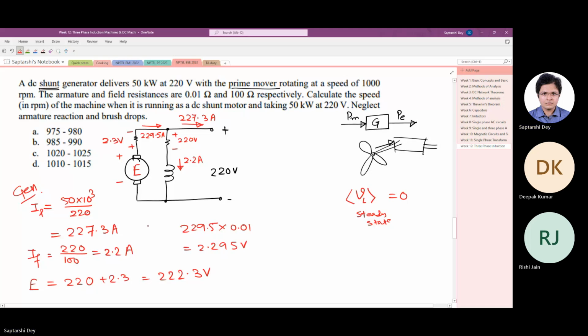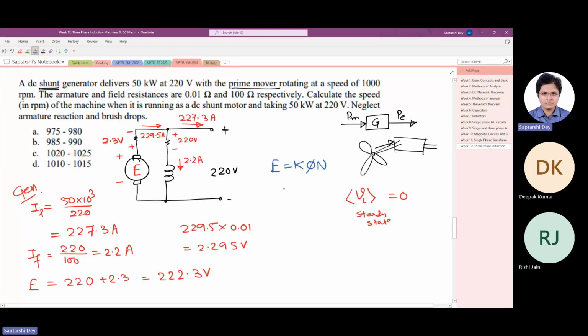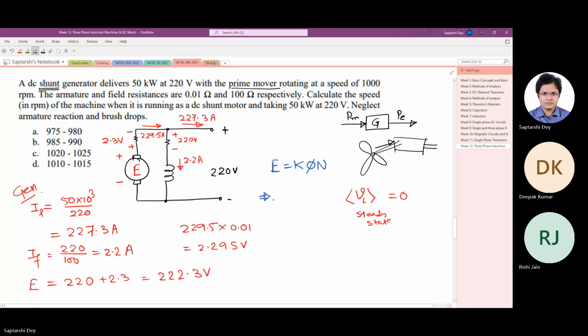Okay. So what we can find out from here is the motor constant K phi. We know that E is equal to K phi N. We can find out the value in SI unit also, but we need not for this case. We will see why. So if E is K phi N, what we have is, okay, let me write it somewhere else.